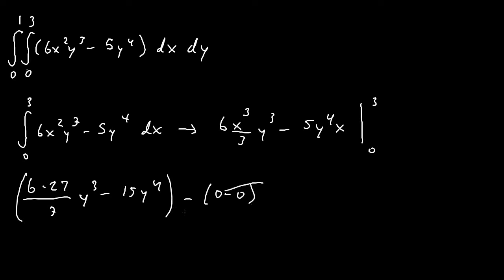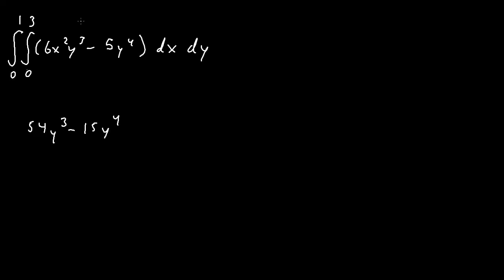So that will cancel. So when I simplify this, 6 over 3 is 2, so 2 times 27 is 54. So we get 54, let me rewrite that once again, 54y cubed minus 15y to the fourth. So now that we have found what the inner integral is, let's go ahead and now put it inside the outer integral. So we're going to put the integral from 0 to 1 of 54y cubed minus 15y to the fourth dy. Now we're going to integrate with respect to y.